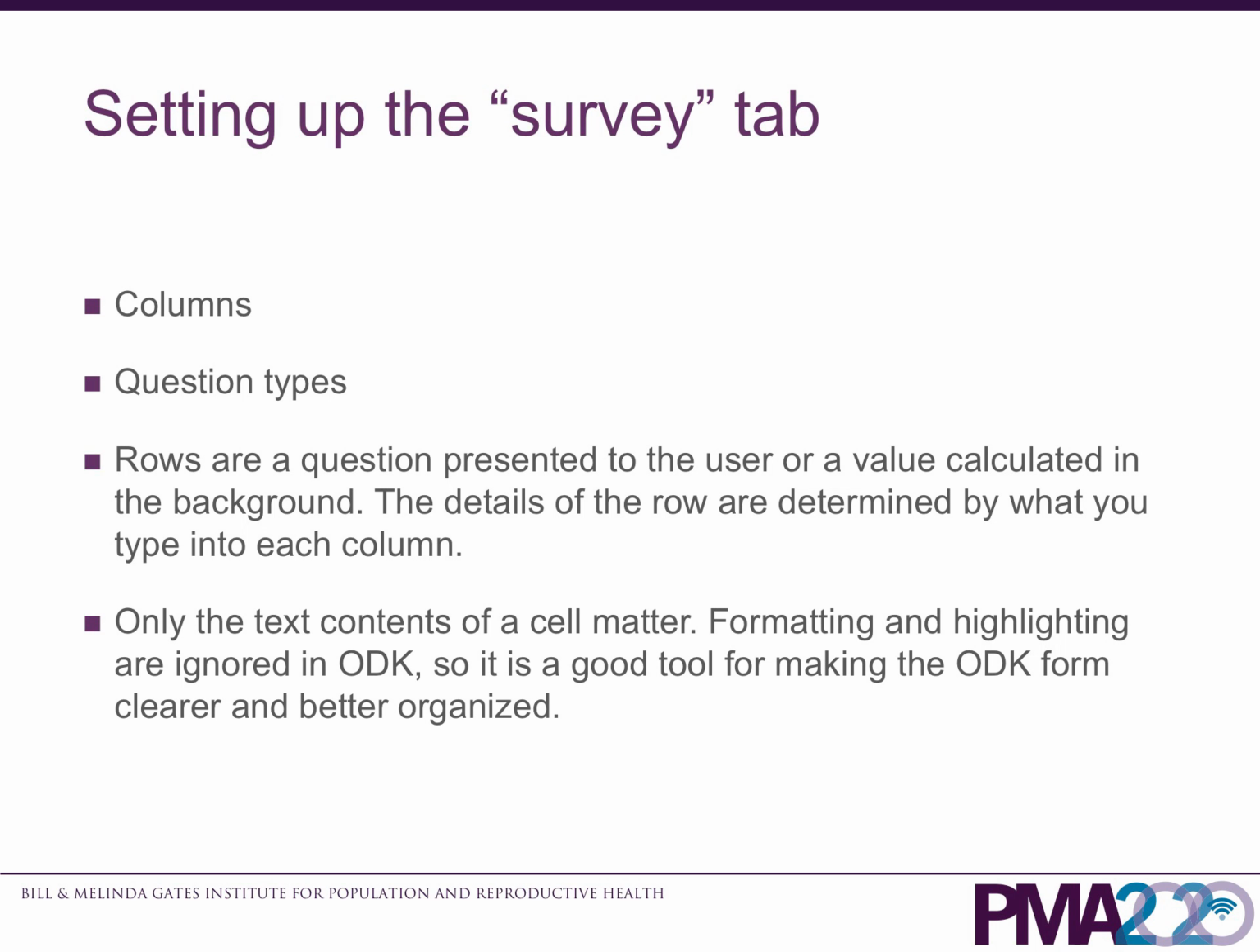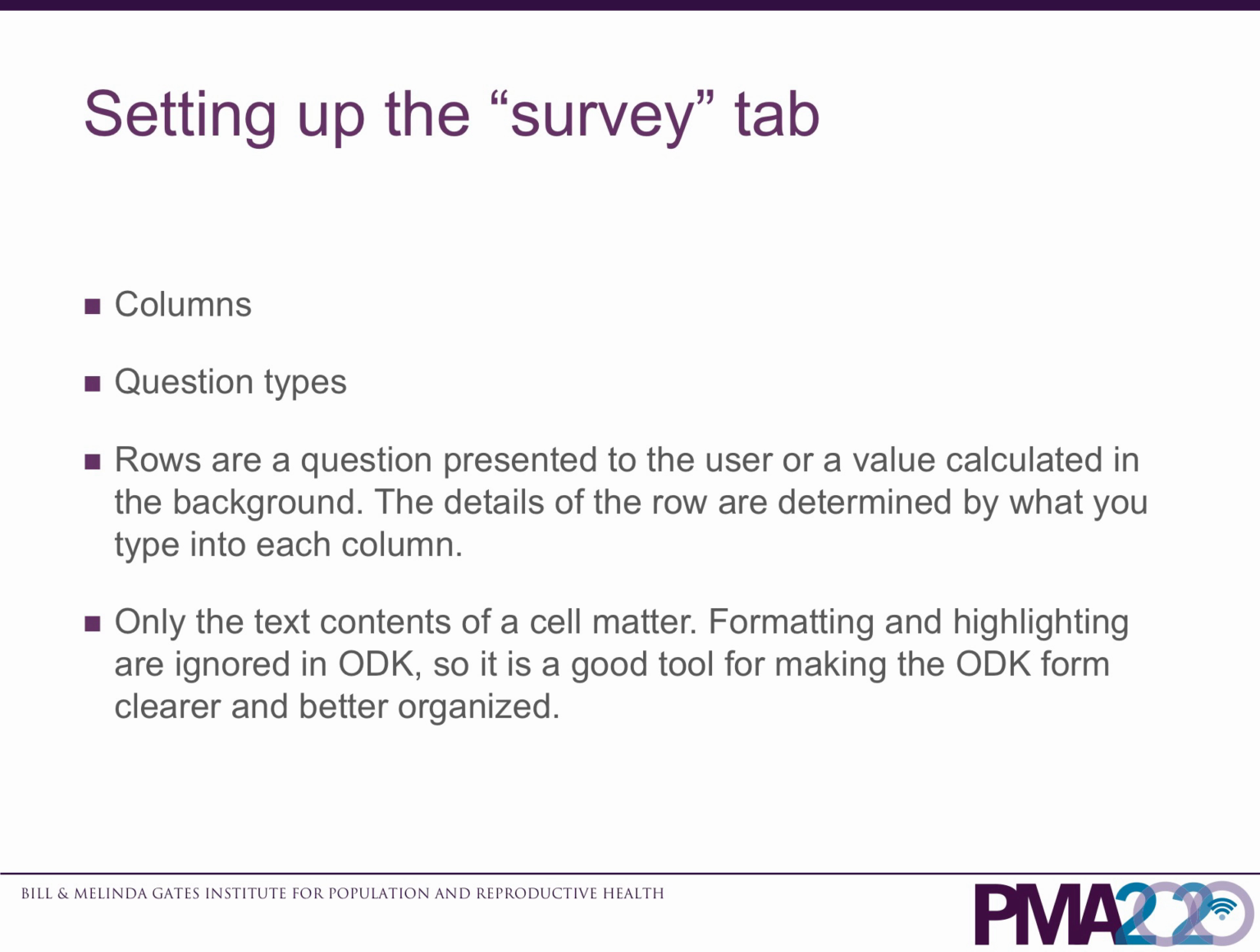We're going to learn column by column what you would include in this tab. The main aspect of this tab is letting ODK know which question type you are asking. In a paper questionnaire, we often number questions and leave a blank space to write in the answers. In ODK, we have something similar. The rows of a survey tab are questions presented to the user or a value calculated in the background.